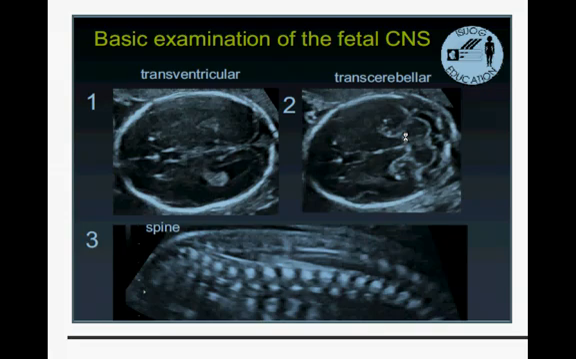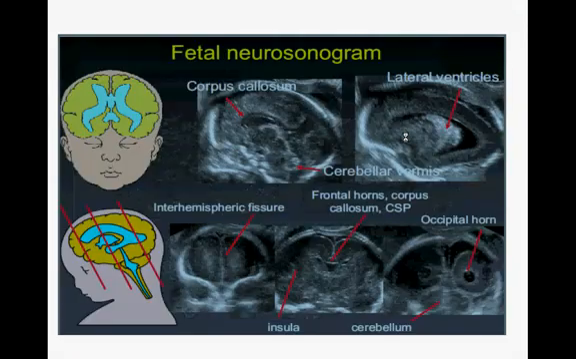In the basic examination of fetal CNS, there are only these 2 views that are important, that is transventricular and transcerebellar view. But is that enough? We need to evaluate the corpus callosum, we need to evaluate the cerebellar vermis, and much more structures. So, in a fetal neurosonogram, a sagittal section that can show you the corpus callosum, the sulci and gyri at later stages of pregnancy, the interhemispheric fissure, and the evaluation in the coronal plane is all important for a proper and dedicated fetal neurosonogram.